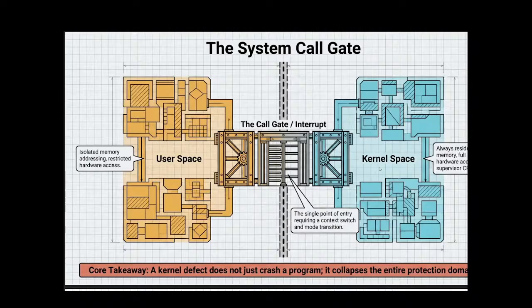You can think of it as the front end and the back end itself. That's a better way to see it. And the call gate in between: the system call gate acts as a single point of entry, and requires the context switch and mode transition between user space and kernel space.